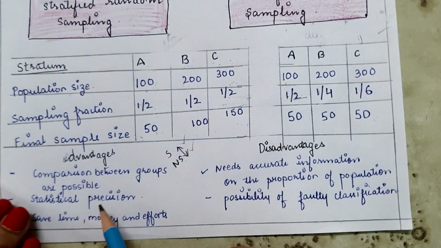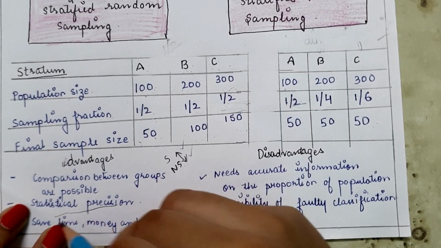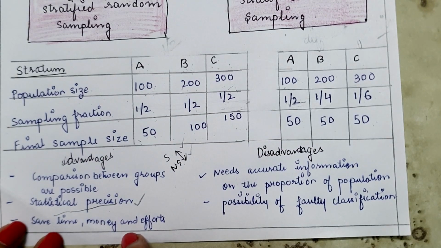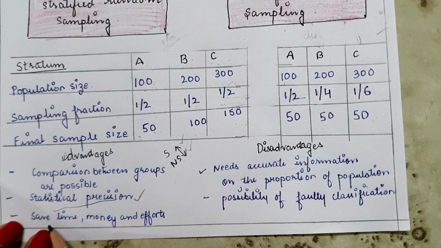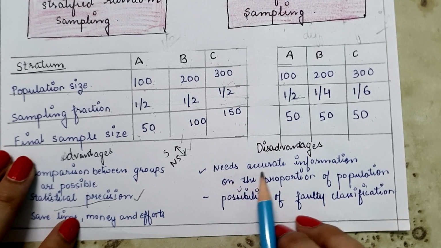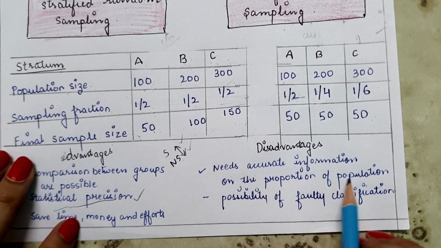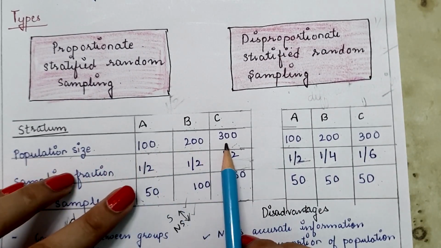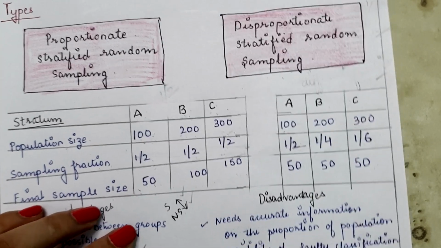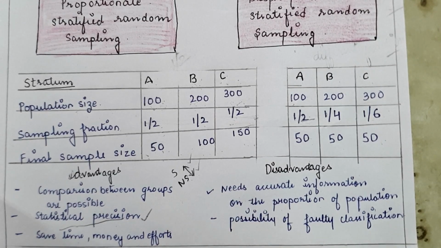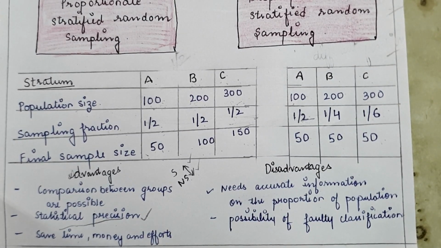Next is statistical precision, meaning the measurements with this probability sampling technique are close to accuracy. Next, it saves time, money and effort. Next is disadvantages. It needs accurate information on the proportion of the population, meaning the accurate population size of each homogeneous subgroup. Next is the possibility of faulty classification. That's all about the stratified random sampling technique.